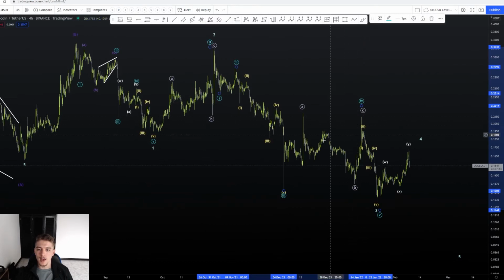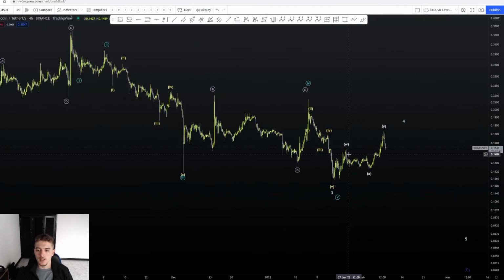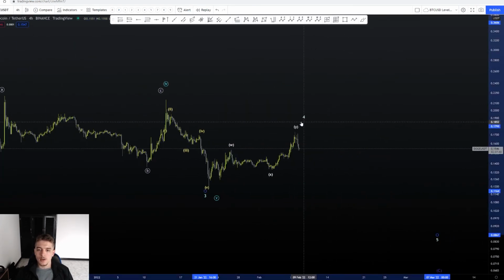So I'm going to call this a flat. This would be an A, B, C, A, B, C, 1, 2, 3, 4, 5 for the wave C. Then moving on to this wave 5, we get a 1, 2, 3, 4, 5 to complete this minor wave 3. And we're currently in this minor wave 4.